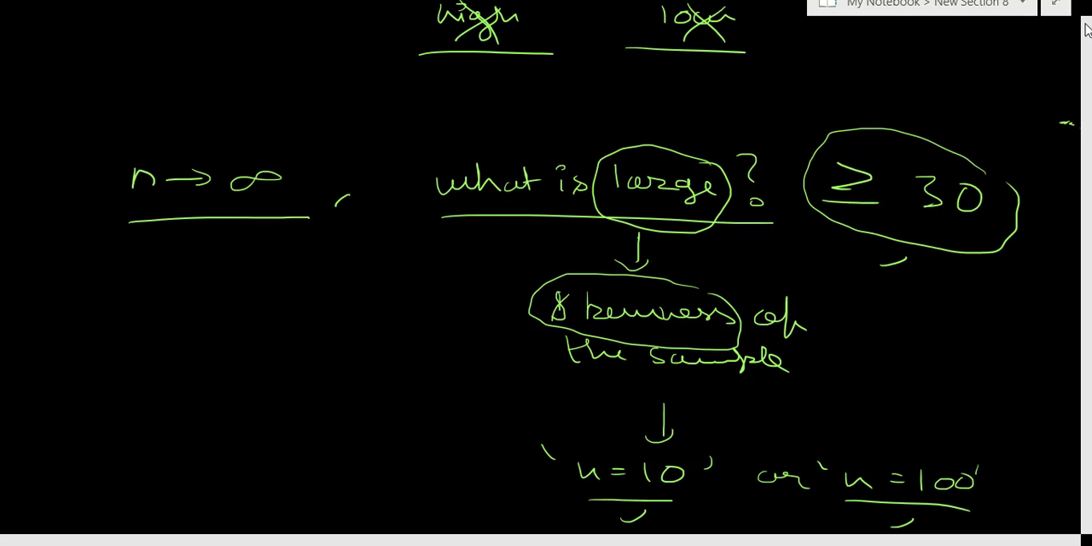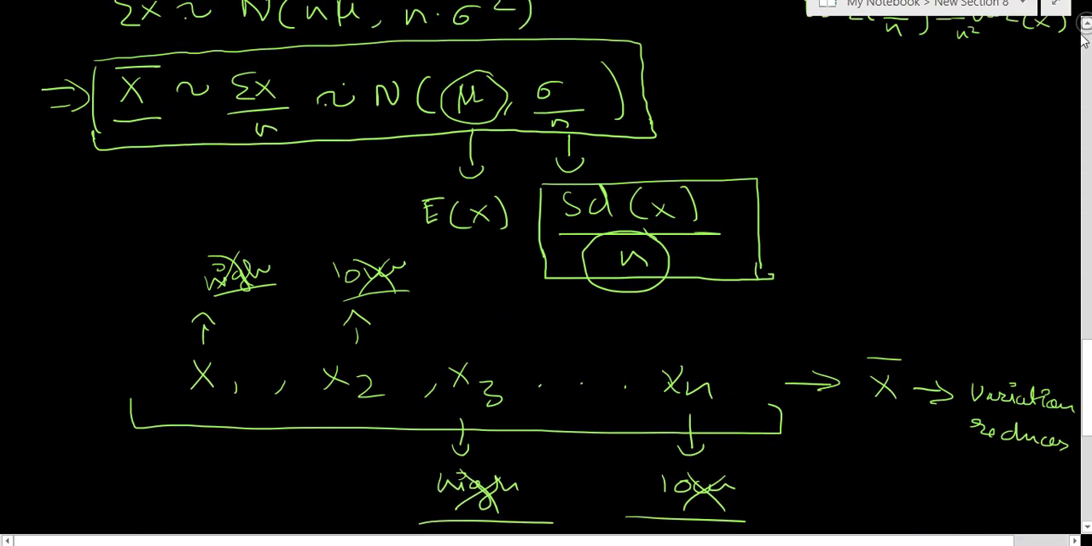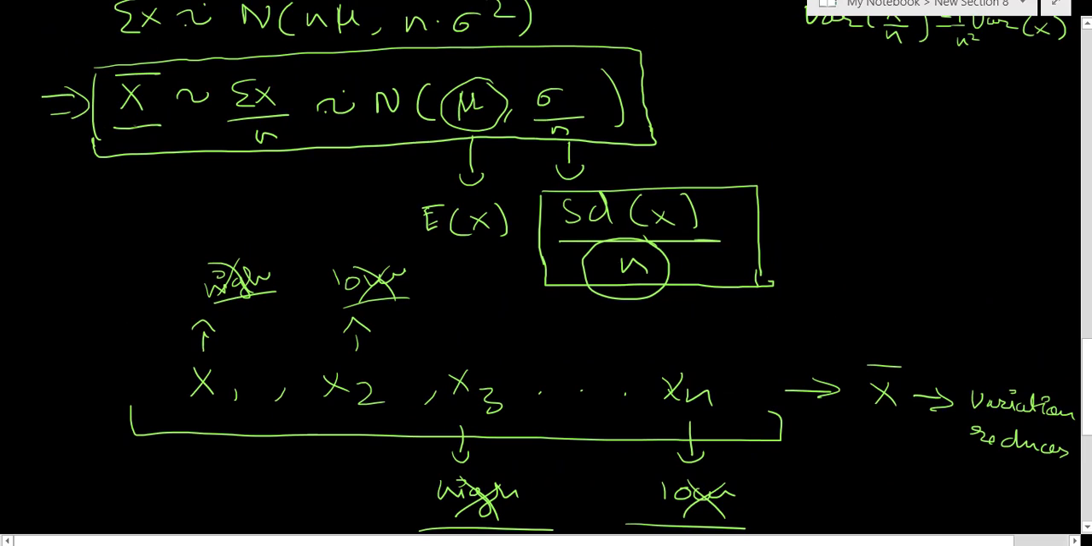I guess I committed a bit of a mistake up here, so I would like to correct that. The distribution of the mean would be mu comma sigma squared by n. That would be the distribution. So we keep the variance here, and hence the standard deviation, which is the root of the variance, would be the standard deviation of x divided by the root of n.